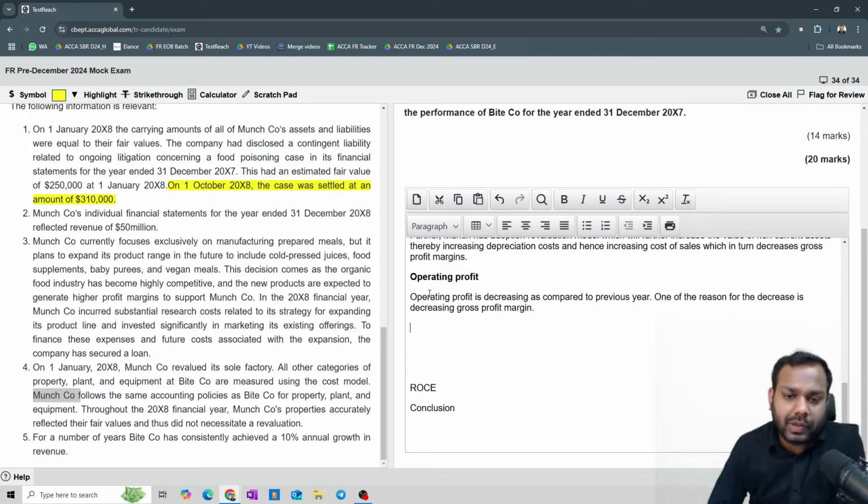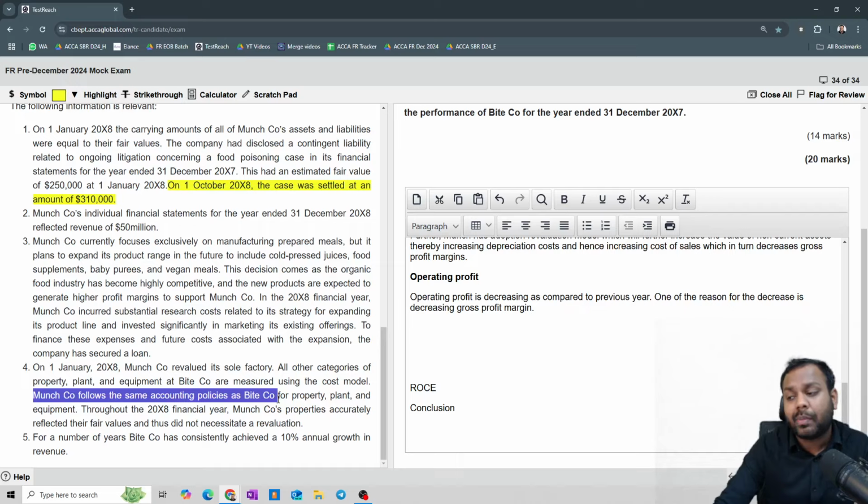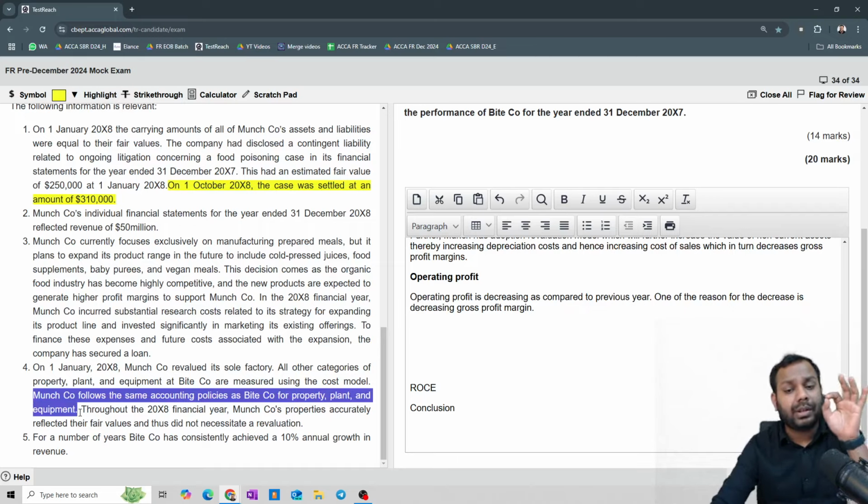Okay, Siddhi Rastogi is asking how increase in depreciation will increase cost of sales. Siddhi, tell me, where do we recognize depreciation in P&L? Cost of sales, right? We add depreciation in cost of sales, right, Siddhi? So it will increase my cost of sales and it will ultimately decrease my profitability, the gross profit. Okay. Sadavrat, see, it says all other categories of PPE are measured at cost model, not factory. All other. And the question clearly says Munch follows the same policies as Byte company for property, plant, equipment. They are not different. They are following the same policy.